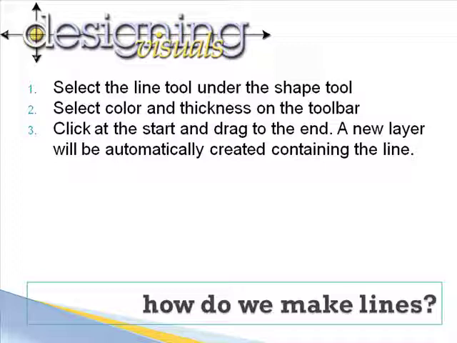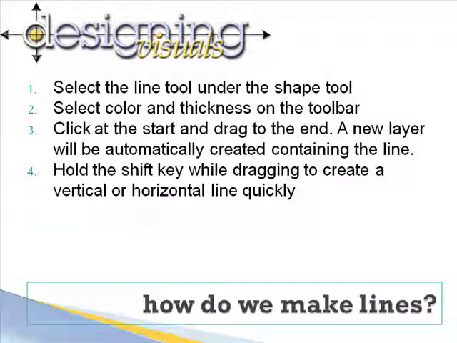Then it's very simple. You locate your cursor on your design where you want the line to start, and then simply drag to the endpoint. As you do that, Photoshop Elements will automatically create a new layer in the layer stack that will contain only that line. Hold the Shift key while you're dragging to create a vertical or horizontal line quickly. The Shift key is called the constrain key, and this is just a powerful little trick to make sure your lines are perfectly flat or perfectly vertical very quickly, so you don't have to be all that careful with them and just concentrate on the beginning and the end. So hold the Shift key down, let go of the mouse, and then let go of the Shift key, and you'll have a perfectly flat or perfectly vertical line each time.